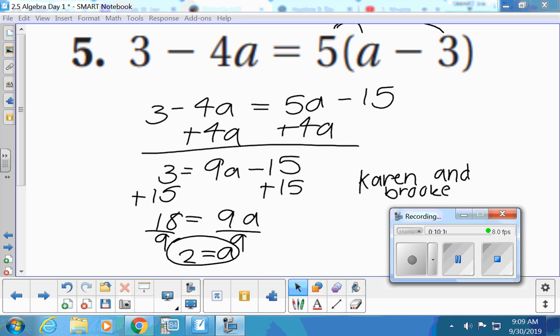Every single group got it right with no teacher help. I'm proud. Okay. You get your 5A minus 15. They even did what I would have suggested, moving the smaller one to join the bigger one. That's a 9A. Move the 15 to join the 3, 18, and divide by 9. Looking great. Everybody get 2?